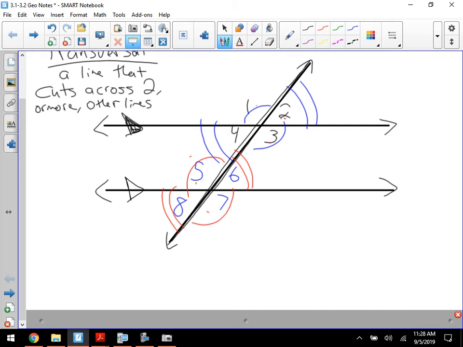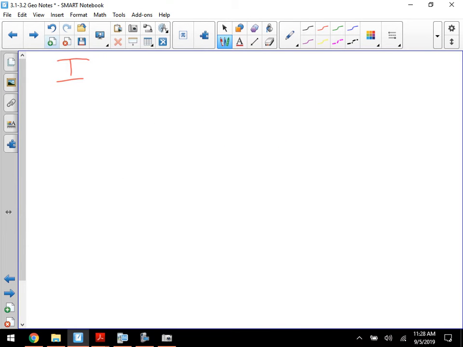So what happens then is that whenever you have, if 2 lines are cut by a transversal, oh wait, I don't want to write all that out. That sucks. That's too many words. Guess what we do? There's a symbol for it. It's kind of an abbreviation.